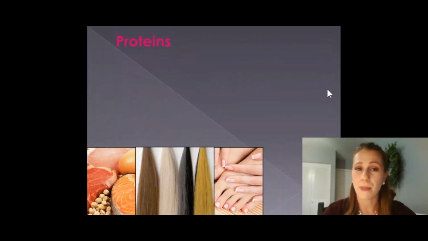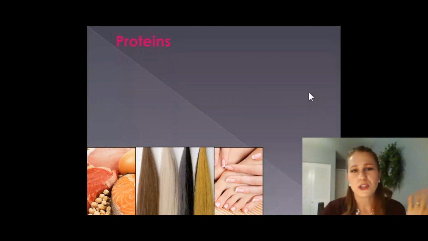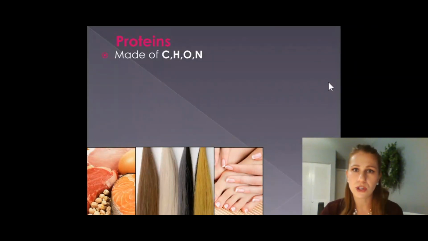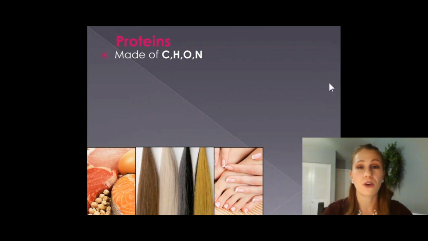Proteins are the third type of biomolecule. I think these are the most, it's hard to say one's most important because you need them all. But without proteins, nothing gets done in your cells. They are a huge, huge source of work. Proteins are made of carbon, hydrogen, oxygen, and nitrogen. So we say that they are made of CHON.